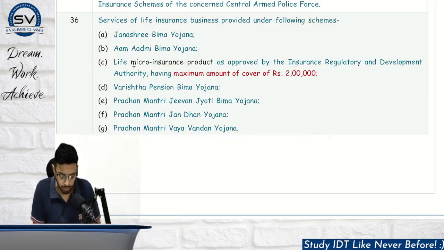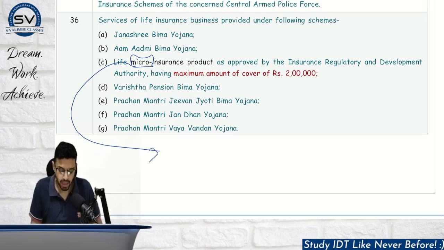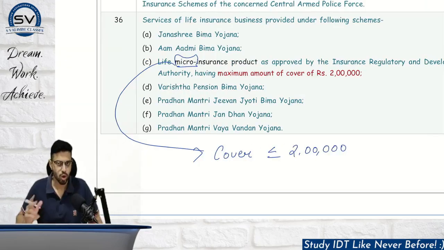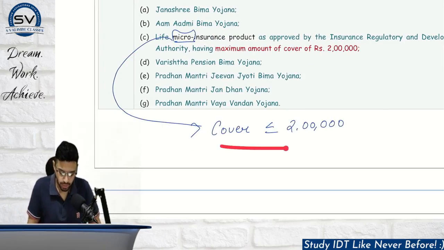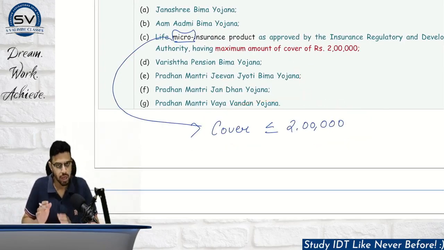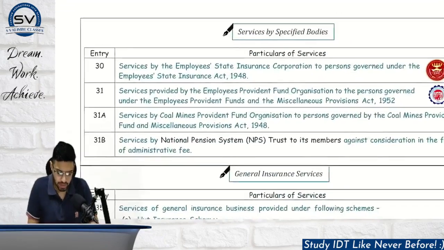Now what do you mean by micro insurance? Micro insurance means the cover is up to rupees 2 lakh. I'm not talking about premium. I'm talking about the cover, that is the insured amount. So again, I'm repeating this point. This is not the premium I'm talking about. This is the cover. So up to 2 lakh cover, it means it is a micro insurance product, no GST on the premium.